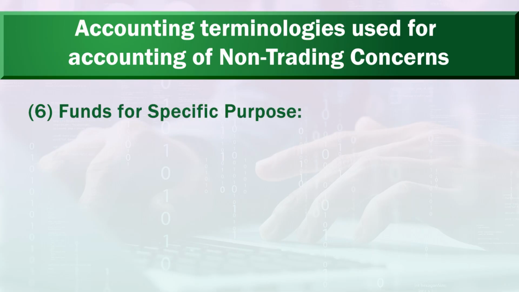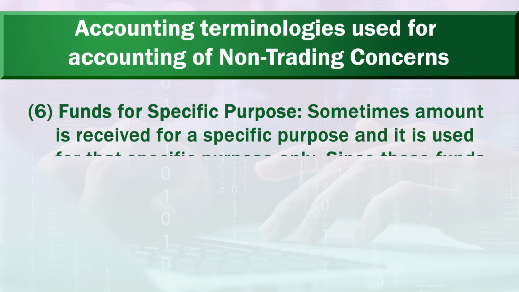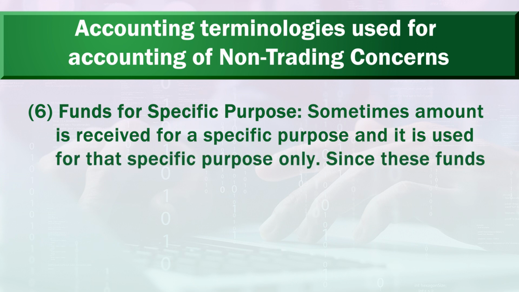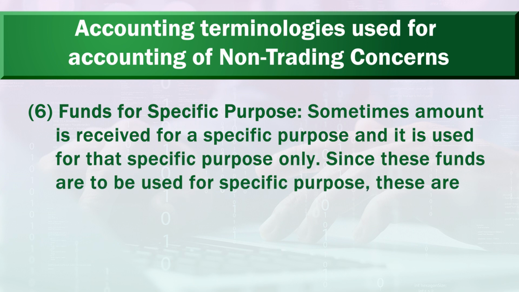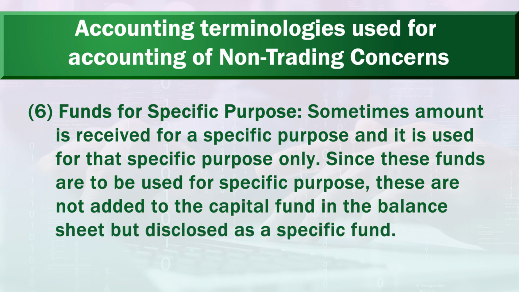6. Funds for specific purpose. Sometimes an amount is received for a specific purpose and it is used for that specific purpose only. Since these funds are to be used for a specific purpose, they are not added to the capital fund in the balance sheet, but disclosed as a specific fund. For example, President Felicitation Fund, Prize Fund, Building Fund, etc.